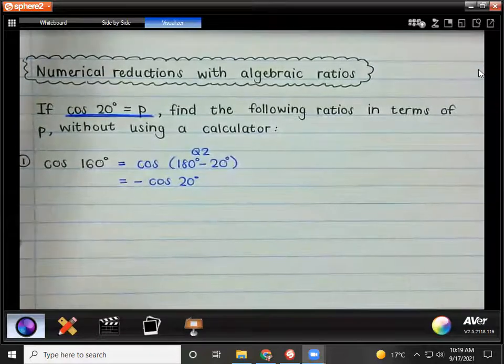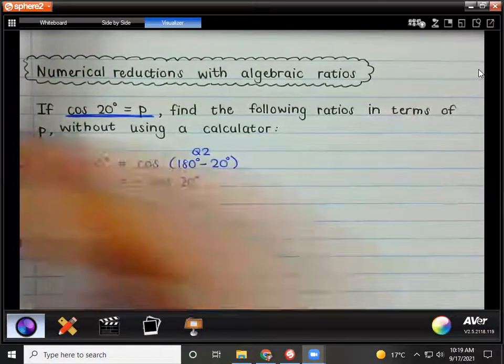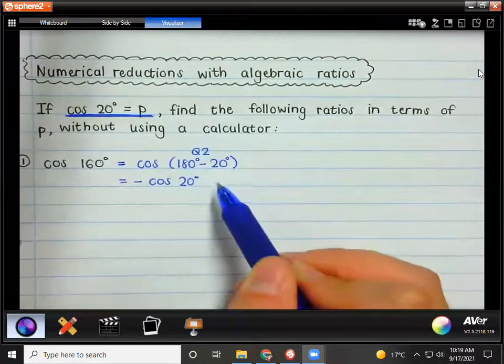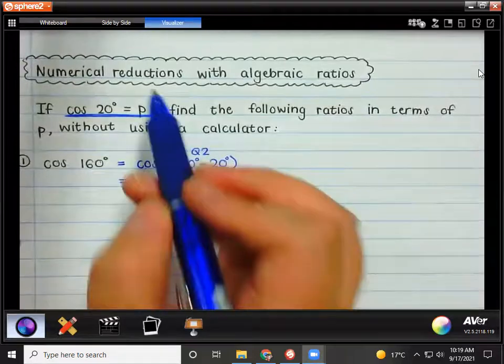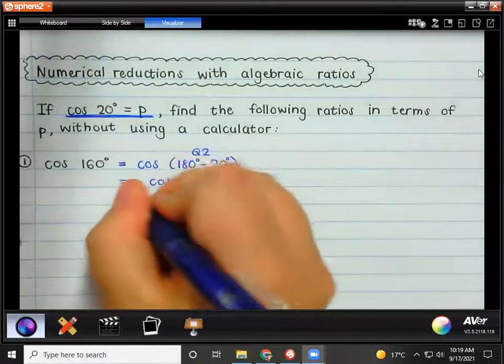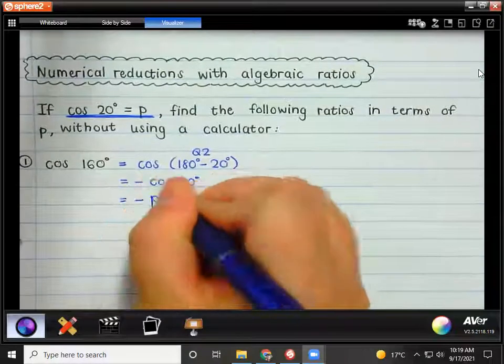So far, we've only worked with x's or thetas and special angles, but it's the same thing, right? If this was a 180 minus 30, we would change it to negative cos 30. I'm just doing 20 because that's the angle that they gave me. Now, guys, if cos 20 is P, what is negative cos 20? Negative P.